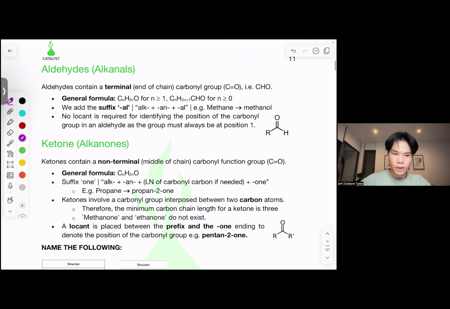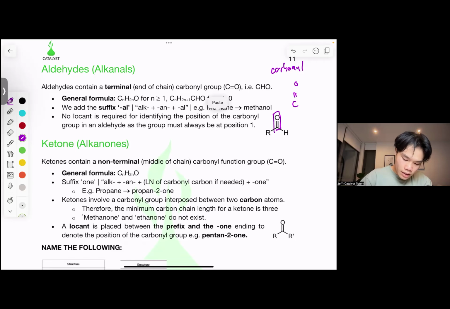Aldehydes versus ketones. What's the difference? Type in chat. What's the difference? Okay. I like Zoe's answer. Ketone in the center versus aldehyde at the end. And the terms that we like to use are terminal and non-terminal. Terminal means at the end of the chain. Non-terminal means anywhere in the middle of the chain. And what's on the end or what's in the middle? It's a carbonyl group. So this C double bond O is referred to as a carbonyl. So now we have hydroxyl. We also have carbonyl, describing these individual components.